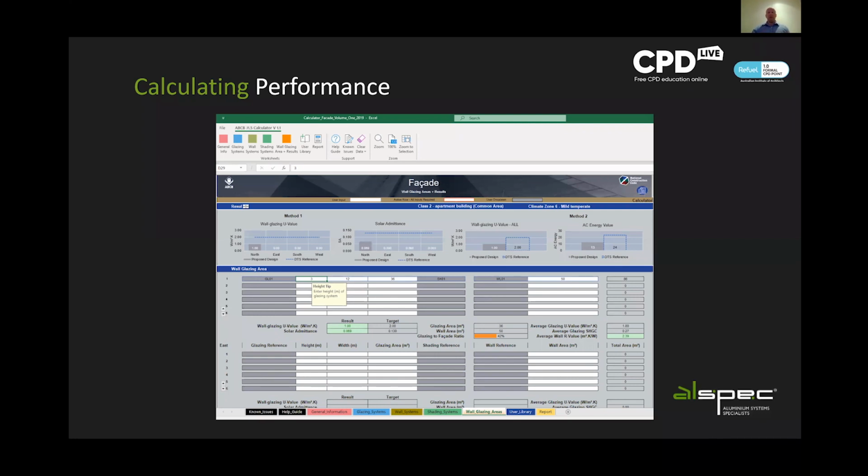You'll be able to calculate via this tool what your U value requirements are going to be. So then you can start looking at what product types you might want to use.